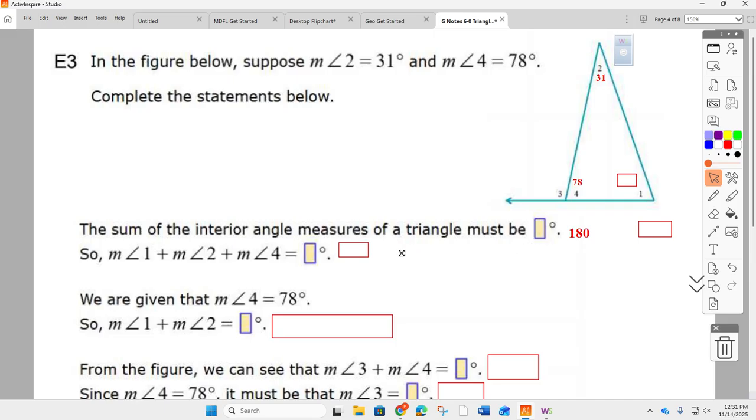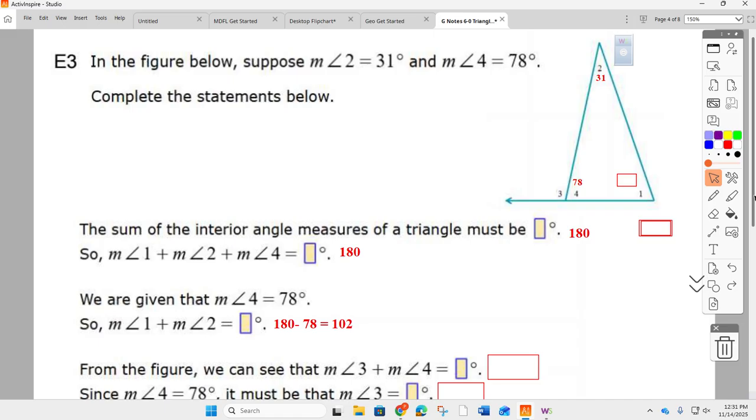Yeah, that's all. Sometimes when it seems too easy, it's confusing, I know, but it is too easy at this point. All right, so we are given that the measure of angle 4 is 78, so the measure of angle 1 plus the measure of angle 2 has to be equal to what? Well, it's got to be equal to the measure of angle 3, right? We know the measure of angle 3 is 180 minus 78. So the measure of angle 1 plus the measure of angle 2 has to be equal to 102.